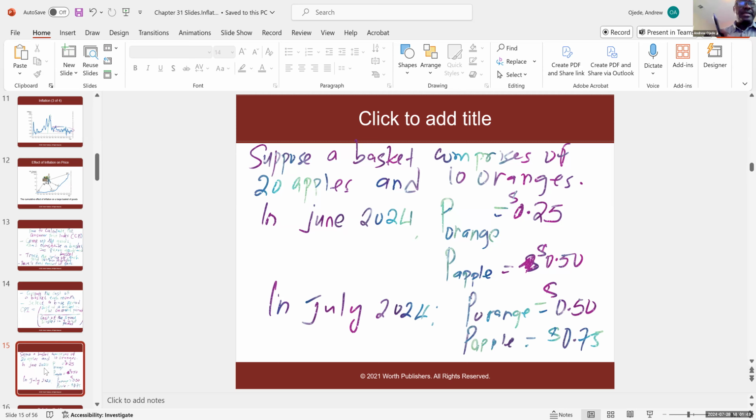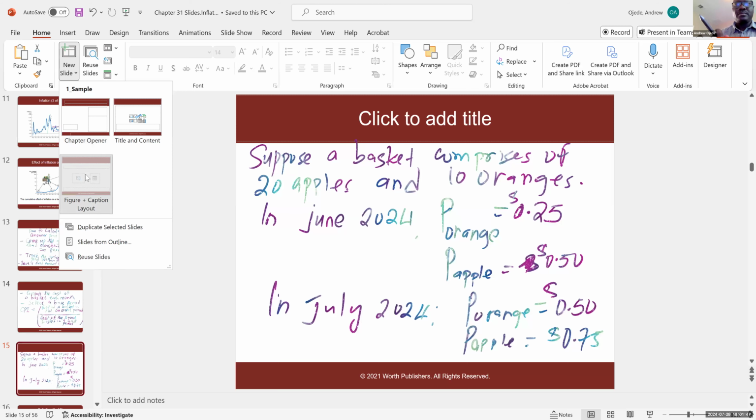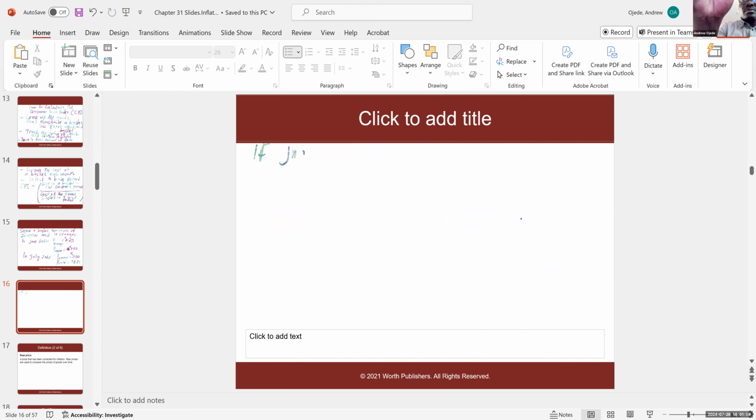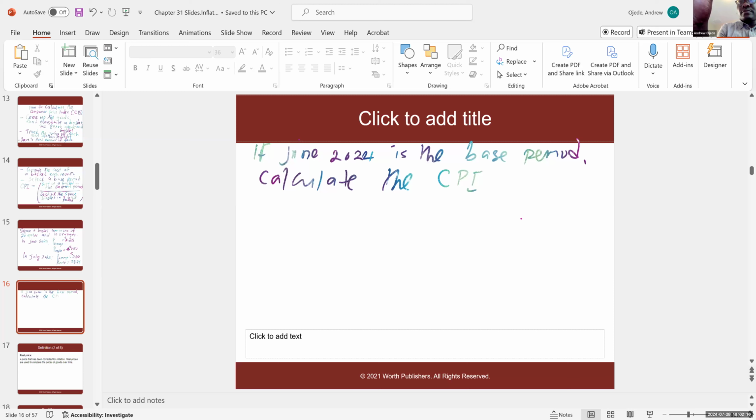And so now the question is: if June 2024 is the base year, the base period, calculate the CPI for Roman 1, June 2024, and Roman 2, July 2024.